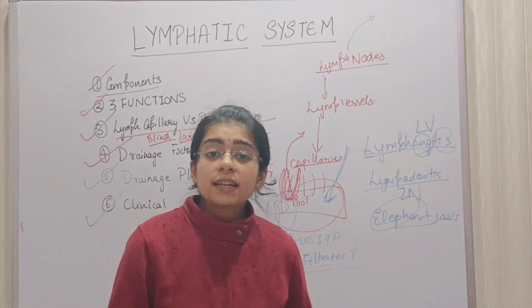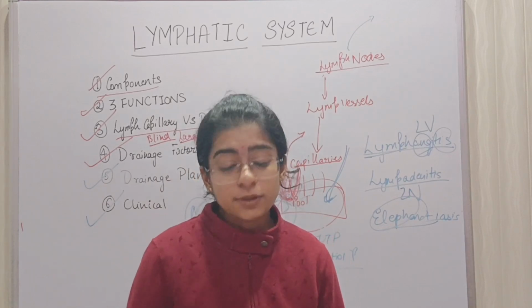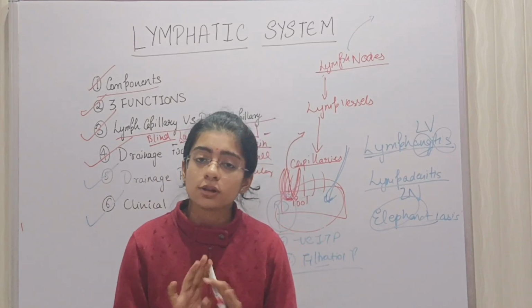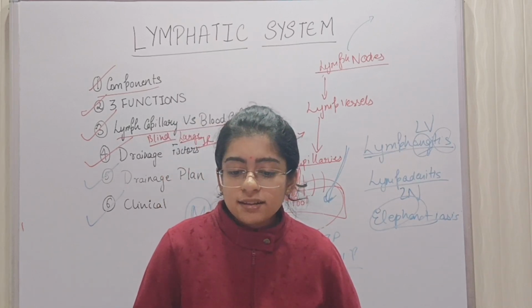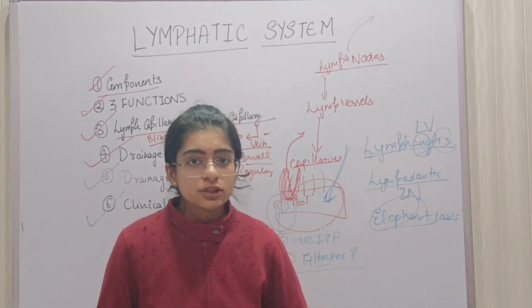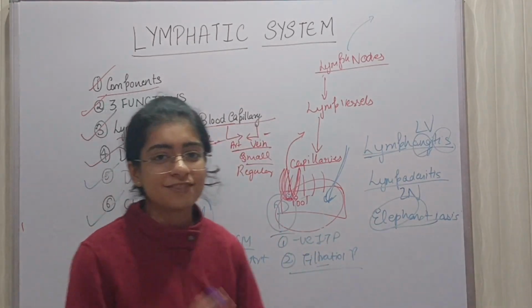Next is spleen and bone marrow, alveoli and respiratory bronchioles, and brain and spinal cord also don't have lymphatic capillaries. The primary and secondary lymphoid organs I have already mentioned, and this was all about the lymphatic system.